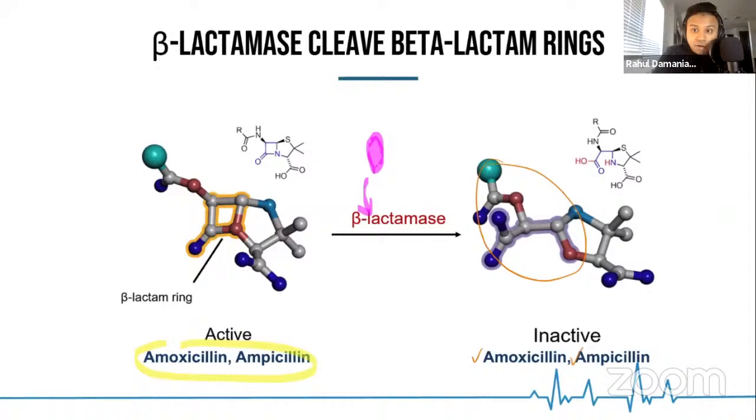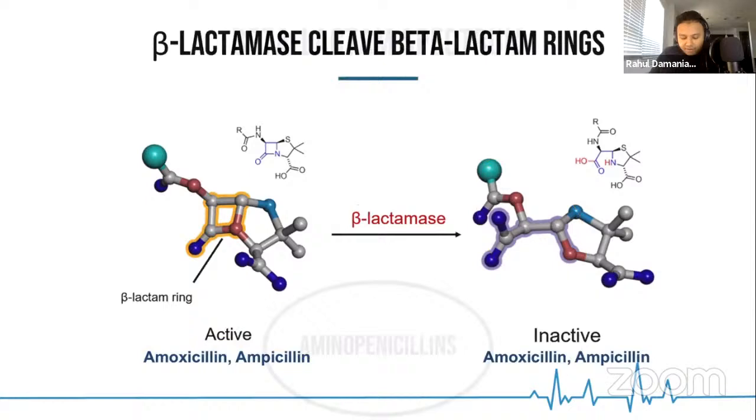So that's an important virulence mechanism that many bacteria carry. The ones that are high yield are going to be, for example, your strep pneumoniae, non-typable H flu, and Pasteurella. These are going to be bacteria that have a high propensity to secrete beta-lactamase.